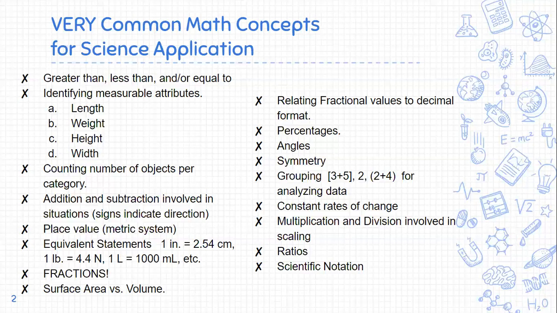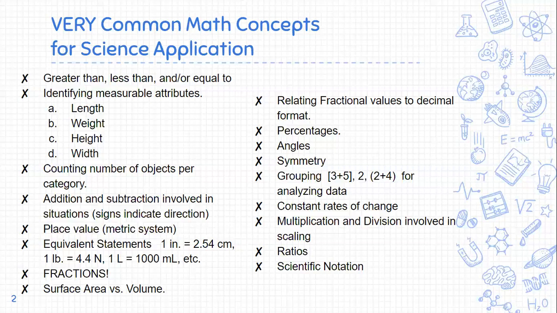Greater than, less than, and equal to are big in science. Identifying measurable attributes such as width, height, weight, length. Counting the number of objects in a category. Addition and subtraction involved in situations where the sign of the value indicates the direction of the change, whether it's a positive change or a negative change, which we see a lot in physics whenever we're doing vector quantities and adding those vectors together, which I'll have an example of in this session.